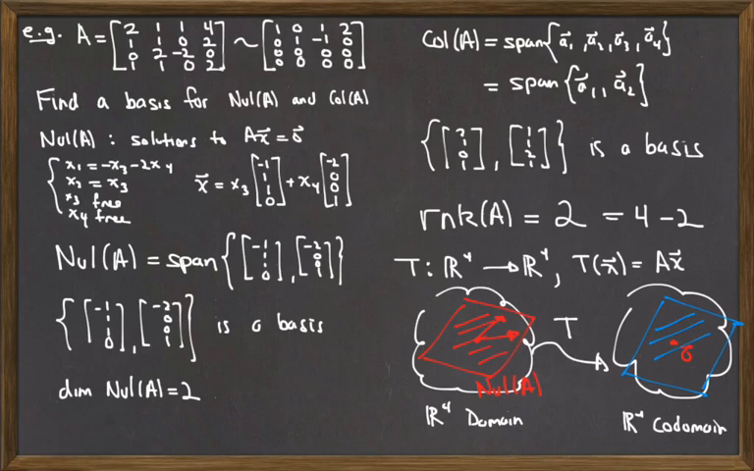So you should imagine a plane sitting over here in R4, and the column space of A is spanned by these two column vectors of A. Observe that my transformation is not onto the codomain. It is not onto, because the column space of A and the four-dimensional codomain do not agree.